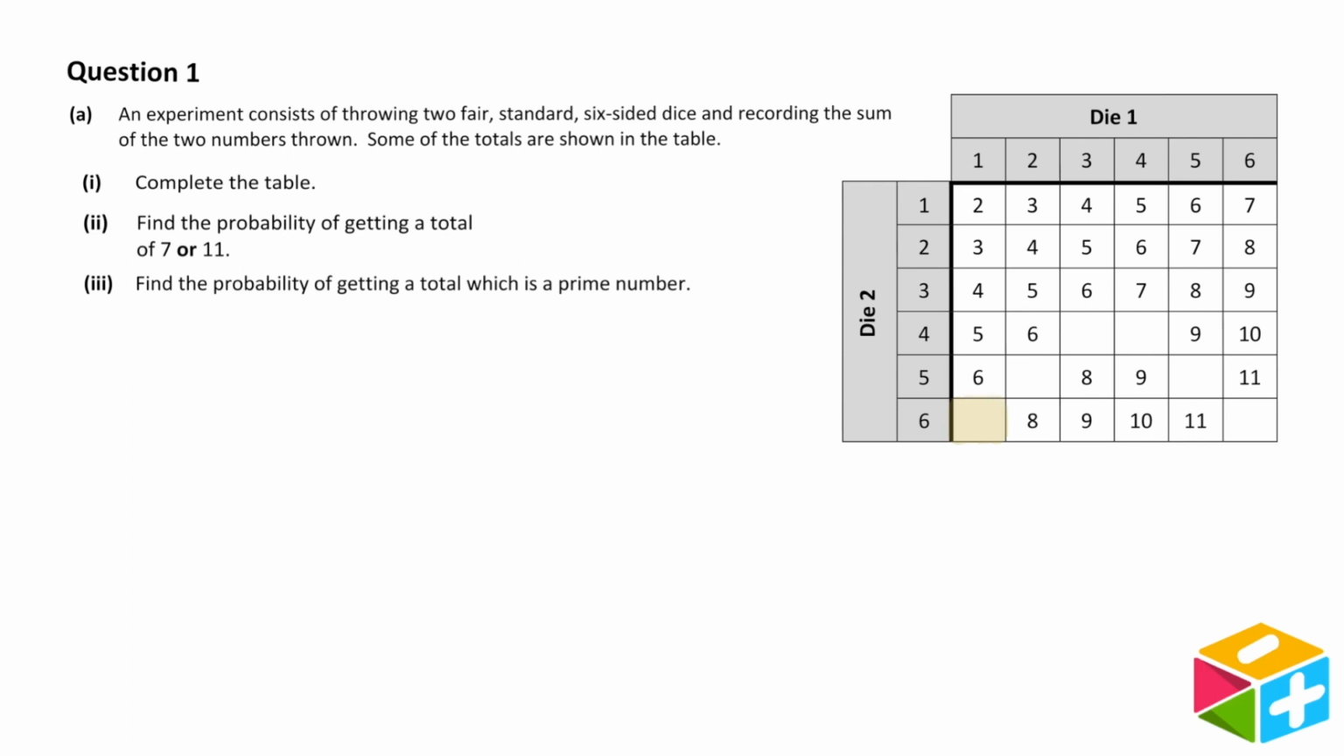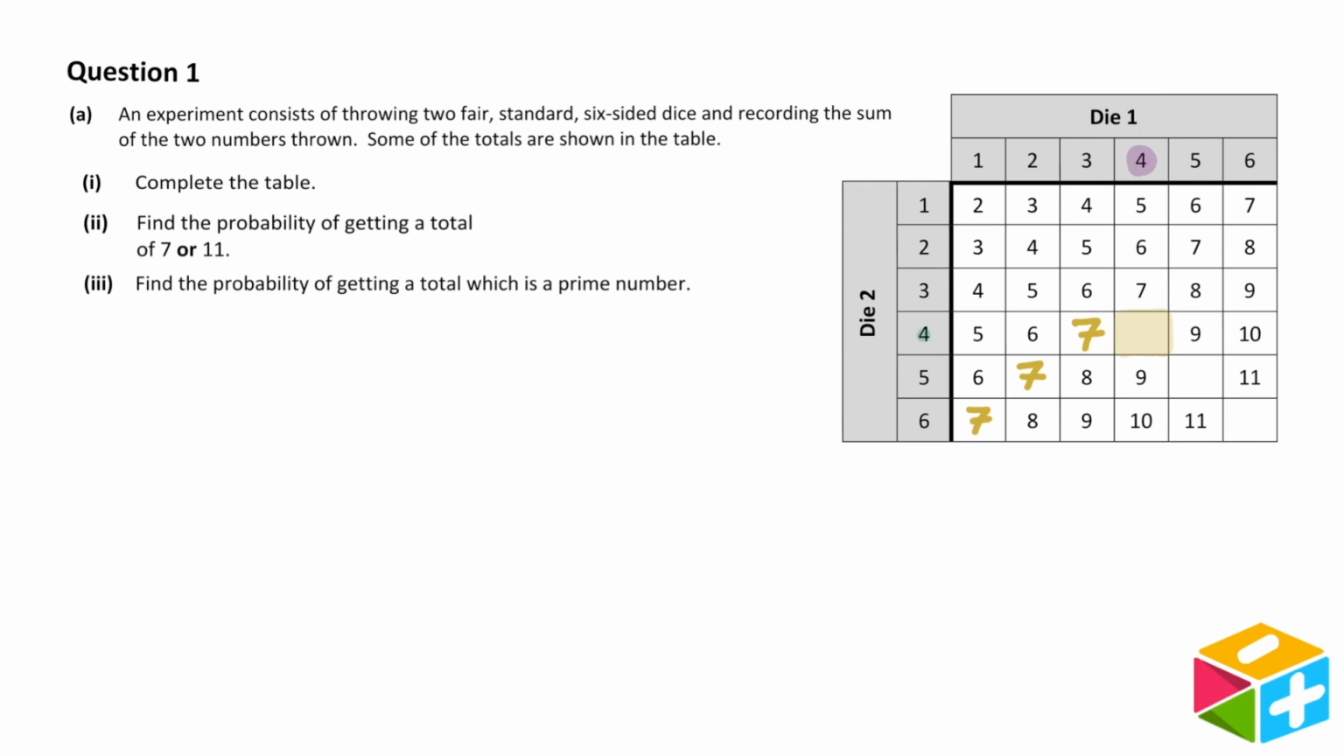In this square, we rolled a 1 and a 6, so we should write in 1 plus 6, which is 7. Here, we had a 2 and a 5, so we'll write in 2 plus 5, which is also 7. In this box, we had a 3 and a 4, so we'll have 3 plus 4, which is 7.